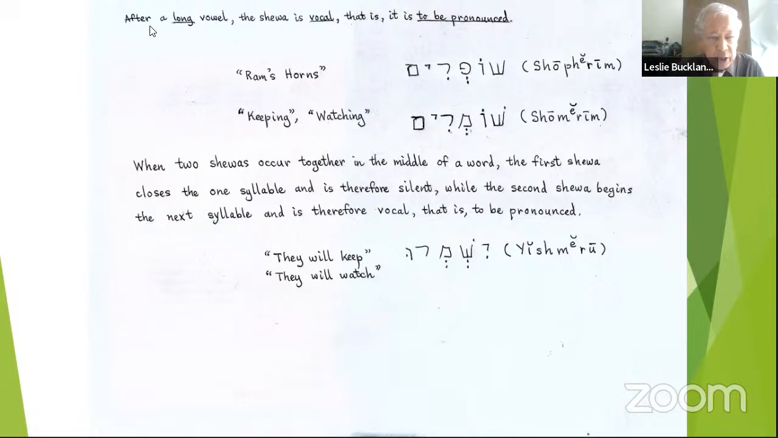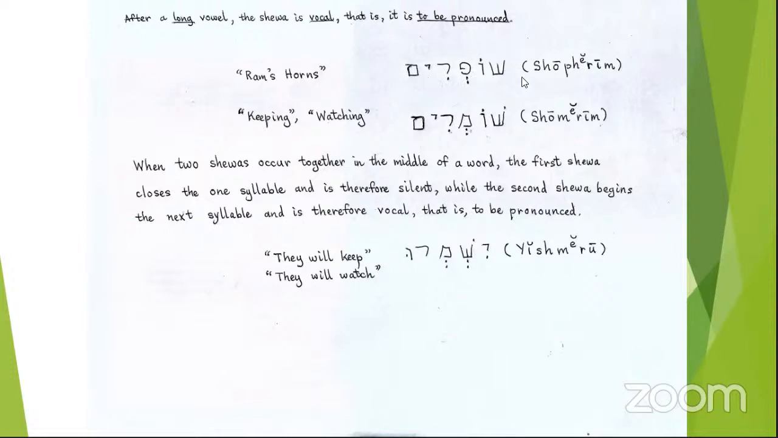Okay, continuing to look at when a schwa is pronounced after a long vowel. The schwa is vocal, that is, it is to be pronounced. For example, you have the word shofarim. Notice the simple schwa under the fe. And notice that before the fe, there is a long O sound. There is a long holem, indicated by our English O with a horizontal line showing it is a long O sound. After this long vowel, you may pronounce the schwa. So it is sho, fe, reem.